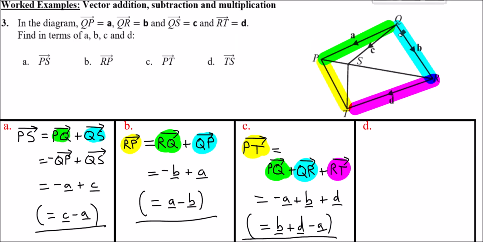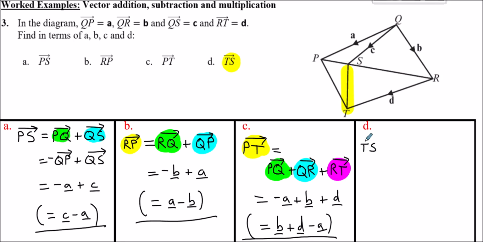Finally, we come to part D of question 3. So for part D, we want to go along from T to S. So TS, we start at T, we're going to go up to S, like so. So how can we do that? Well, starting at T, how do we get to S? What we could do is go along from T to R. So we could do TR.